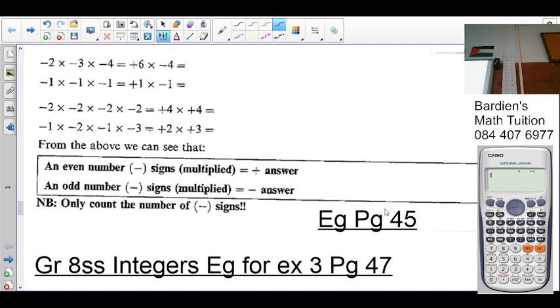Okay, so negative 2 times negative 3 times negative 4. So it's 3 negatives. So the answer is going to be? It's odd. 3 is odd. O-D-D. Odd, yes. So there's 3 negatives, so your answer is going to be negative. 2 times 3 is 6. And 6 times 4 is?